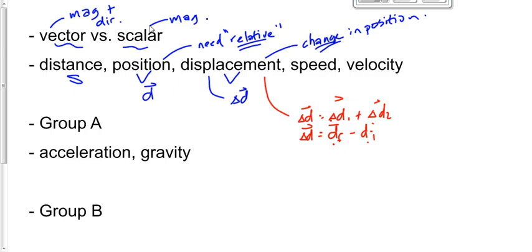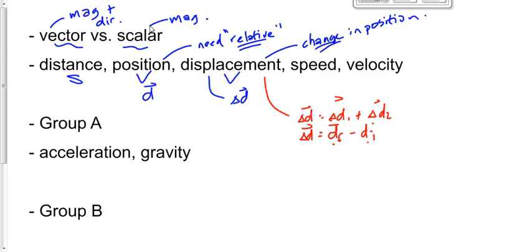Let's distinguish between distance and displacement here for a second. In the first case, when I said I walked 4 meters to the north, and then I walked 9 meters to the north, my distance was 13 meters. My displacement was 13 meters as well. But in the second case, I walked 4 meters to the north, and then I walked 9 meters to the south. My distance was 13 meters, because I don't pay any attention to direction now. My displacement, sorry, was negative 5 meters.